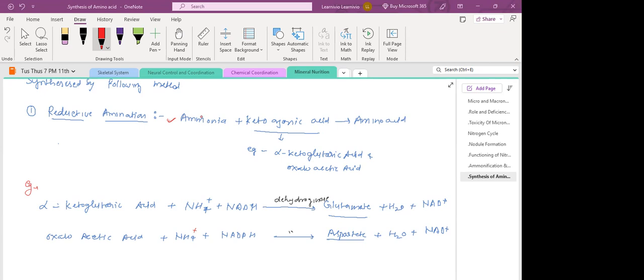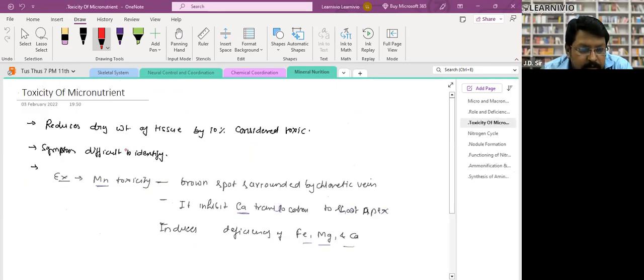Were you there when I was telling you about toxicity? Toxicity of micronutrients: suppose there is a particular concentration beyond which a tissue loses 10% of its dry weight. This is considered toxic. So beyond the critical level, any mineral element becomes toxic for any plant.